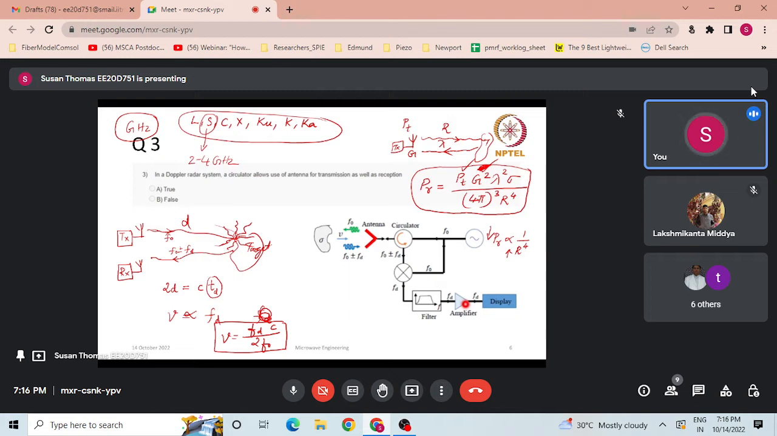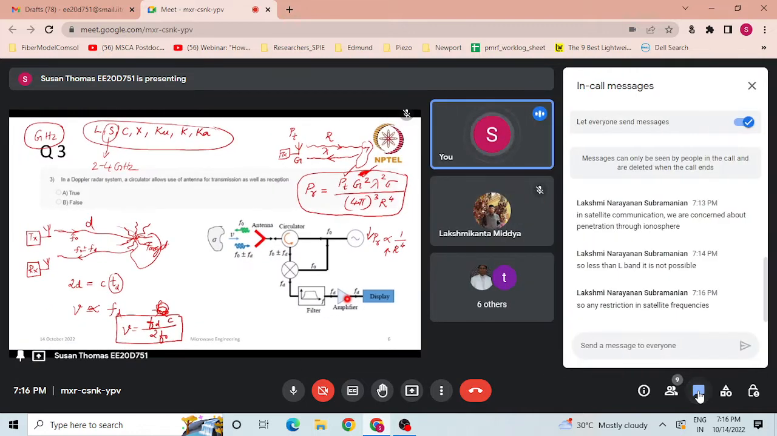Okay, so let me move on. Any restriction in satellite frequencies? Yes, there is. You can just look into the frequency bands. There is a certain range of bands in which we operate in the case of satellite communication, especially the downlink frequency and uplink frequency. Yes, there are specific frequencies at which we operate.